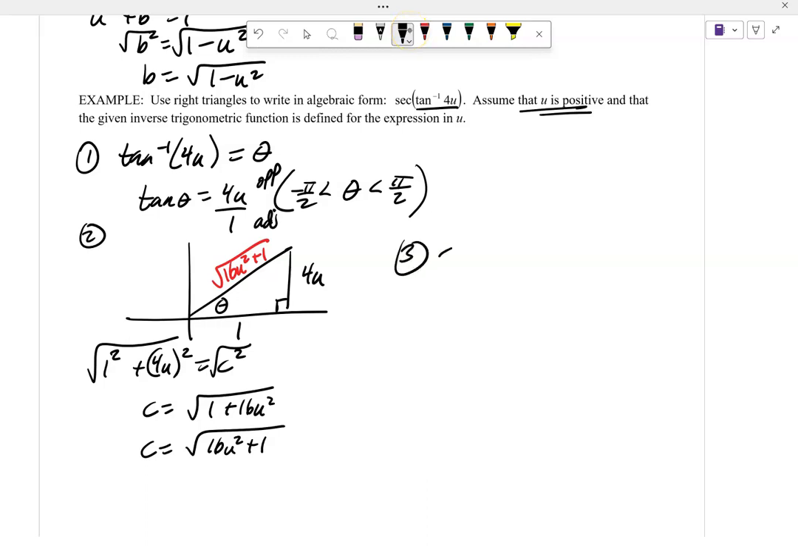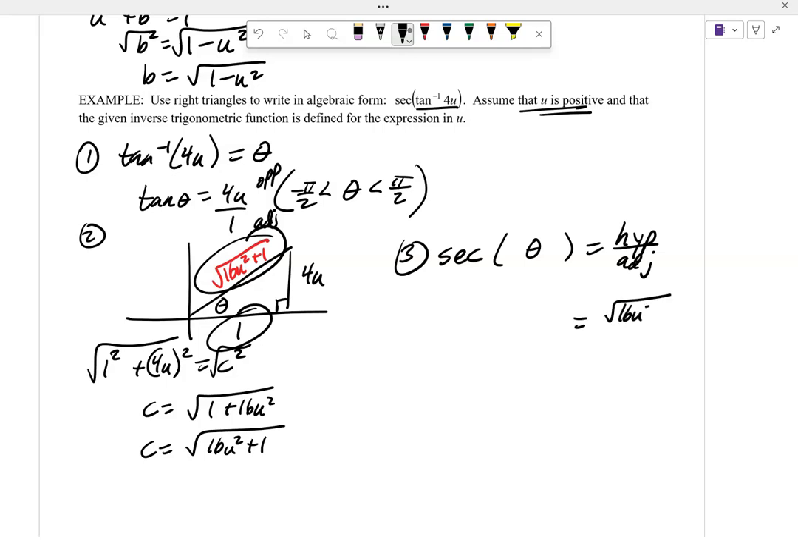And finally, step 3. So the secant, we called the arctangent for u, we called that theta. Now remember, secant's the reciprocal of the cosine. Cosine's adjacent over hypotenuse, so this will be hypotenuse over adjacent. So the secant of theta, which is the arctangent of 4u, is square root of 16u squared plus 1, all over 1.